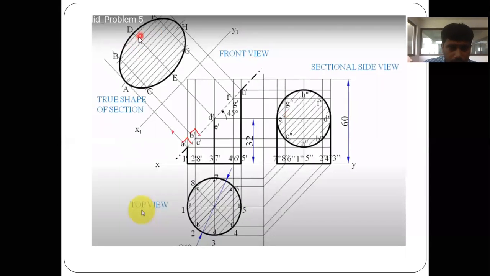So you have to make the section lines. At the end, this is the exact shape of the section, and this is the front view, this is the sectional side view, and this is the top view.